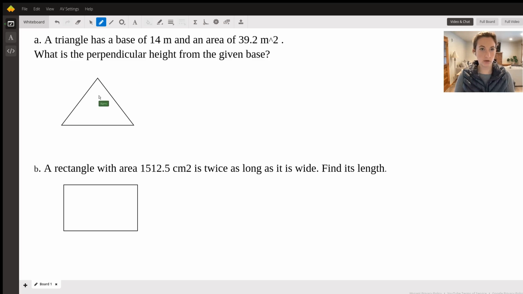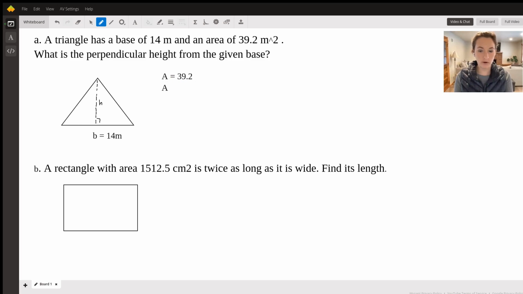So I've drawn a triangle here, and what we're going to do is do some labeling. So we know that our base is 14 meters. And we want to know what the perpendicular height is, which would be if you drop down from the center and try to figure out what that height value is. And we know the area. So the area is 39.2 square meters. I'm just going to leave it as 39.2 and we'll put our units in at the end.